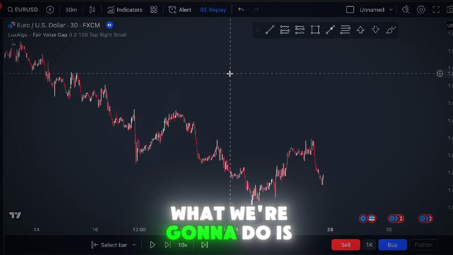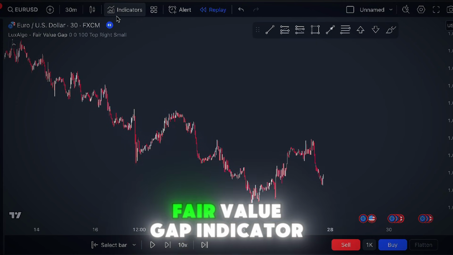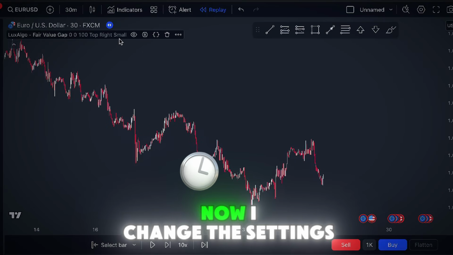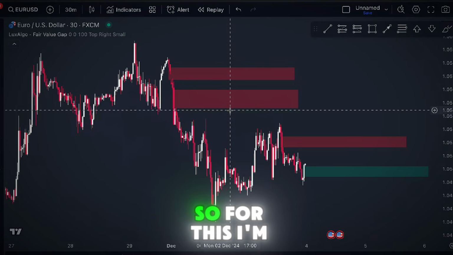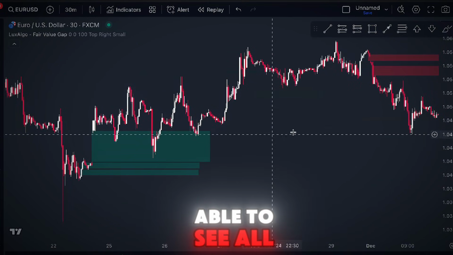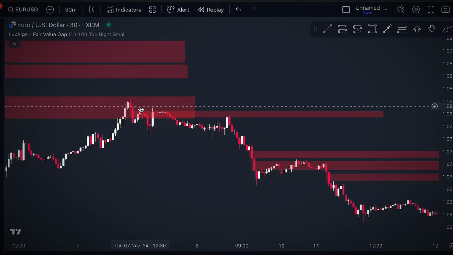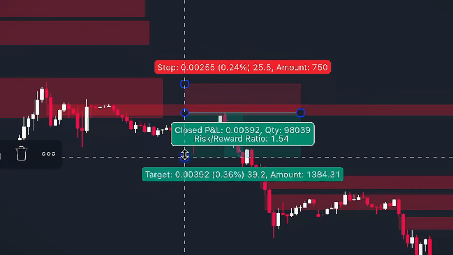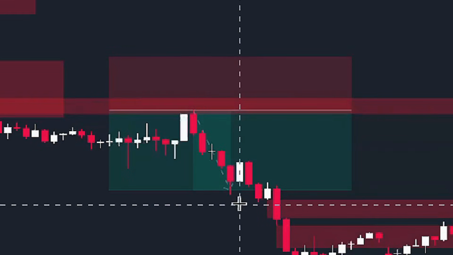For the SMC method, what we're going to do is super simple. We're going to use fair value gaps, and I'm going to use the Lux Algo fair value gap indicator. So if you just look up fair value gap and choose the Lux Algo one. Now, I changed the settings to set the threshold percentage to auto. That's the only thing I changed. So for this, I'm going to be using replay bars, so you wouldn't be able to see all the fair value gaps. But in theory, how this actually works, let's find a good example. This fair value gap was formed up here, price moved away from it, and then came back in. We would have had an order set here, maybe a stop loss somewhere over here, and then I would have set my take profit to 1.5, and then we would have gotten filled in here and take profit down there.